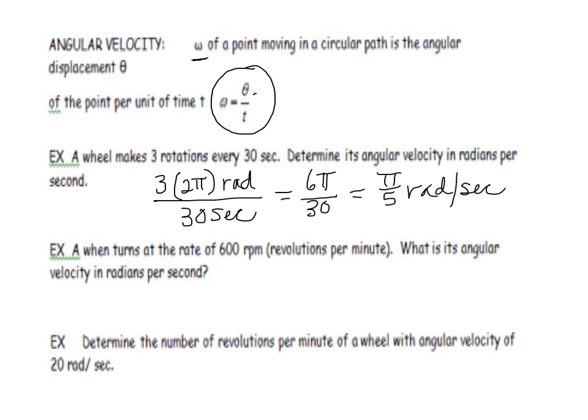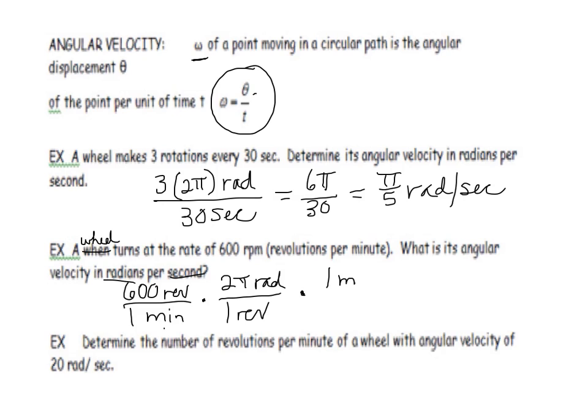It says when a wheel turns at the rate of 600 revolutions per minute, what's its angular velocity in radians per second? All right, so 1 revolution is 2 pi radians, because I need to get it in radians per second. And then I also have minutes here. So then I have 1 minute is 60 seconds.